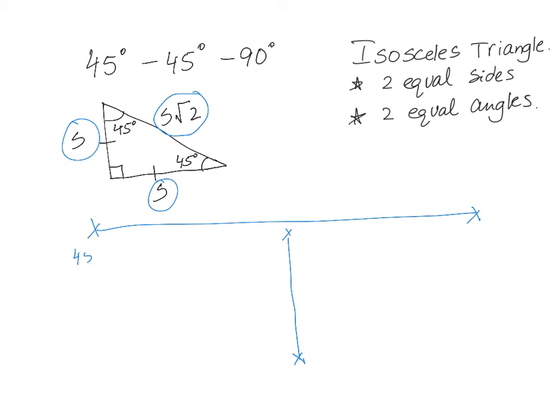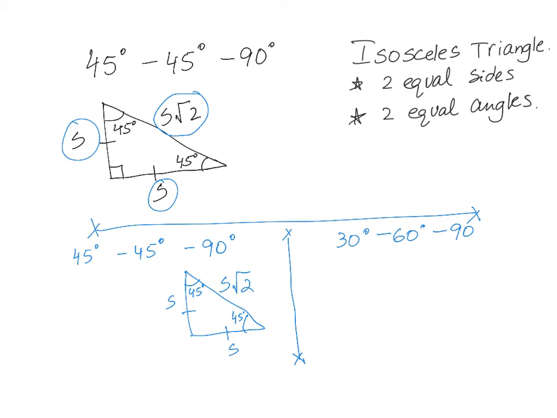So for the 45, 45, 90 degree triangle, it's S, S, S square root of 2, so 45, 45. And for the 30, 60, 90 triangle, like this, this is S, this is 2S, and this is S root 3, given that this is 30 and 60. Okay? So this will help you solve the IXL.